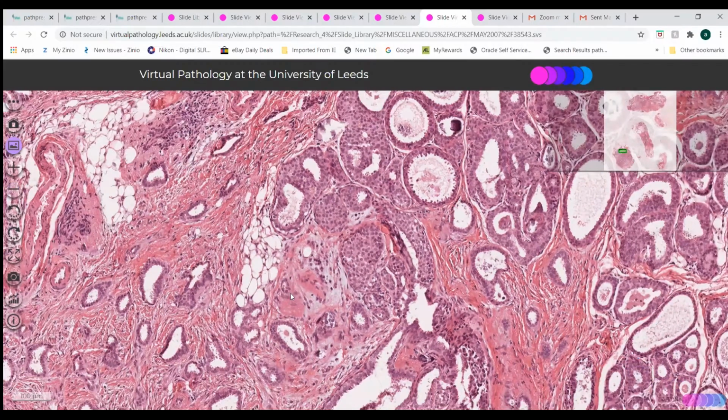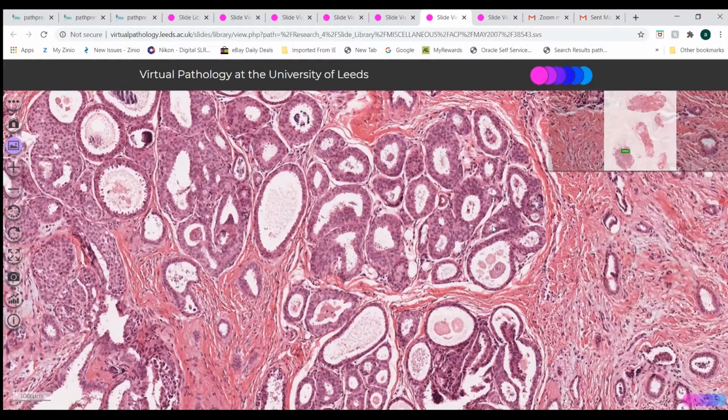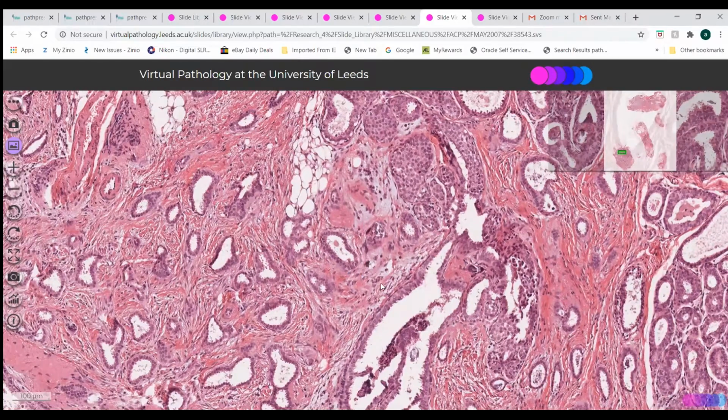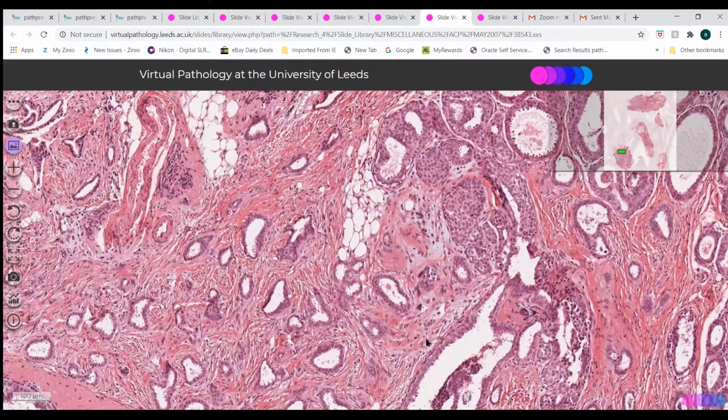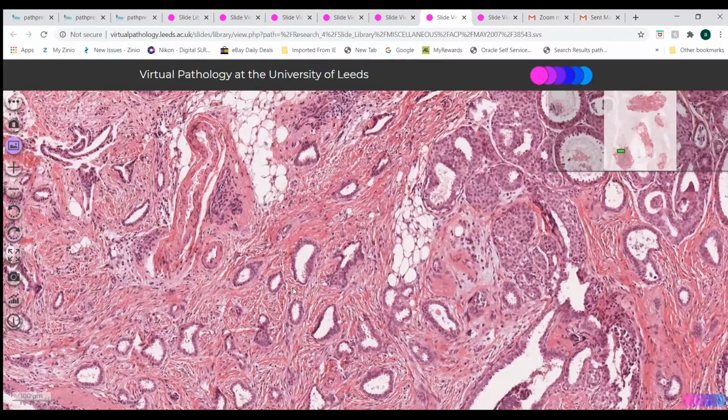You can see there is columnar cell change quite scattered throughout this, maybe some lobular hyperplasia or neoplasia here. And then you see the tubular carcinoma. That is just the triad which I have mentioned before.